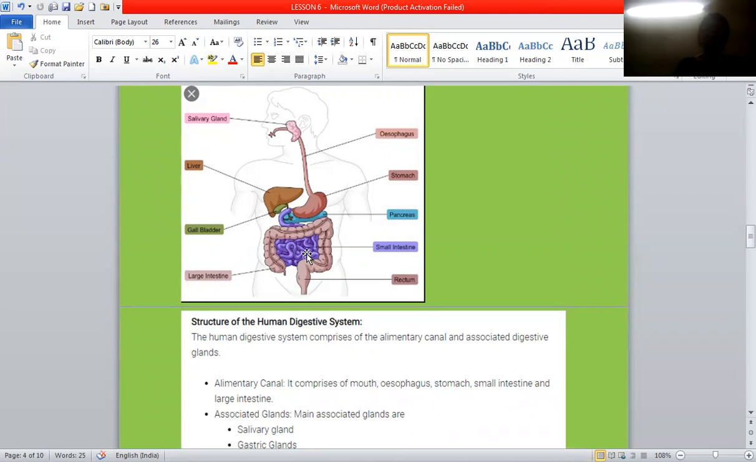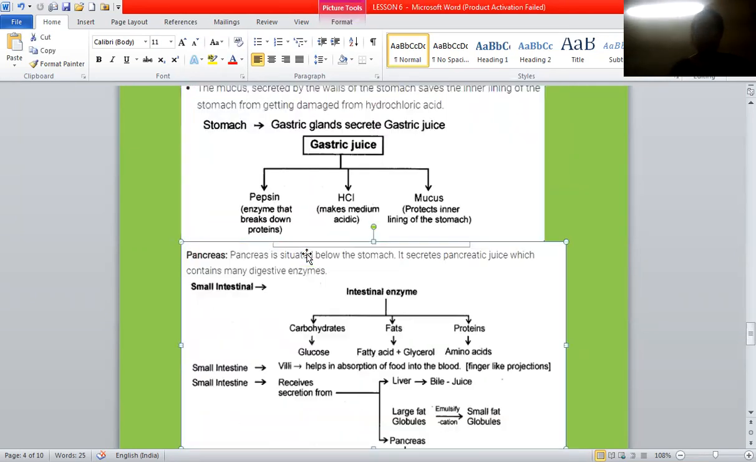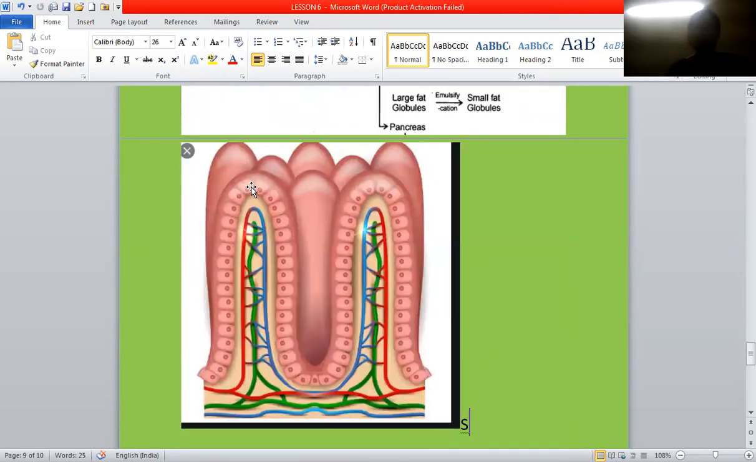The intestinal wall contains, see, this is the inner side of the small intestine. The intestinal wall has numerous finger-like projections known as villi. This is the cross section. We see these are on the inner side. Outer side it's like a pipe, but the inner side has these finger-like projections known as villi.